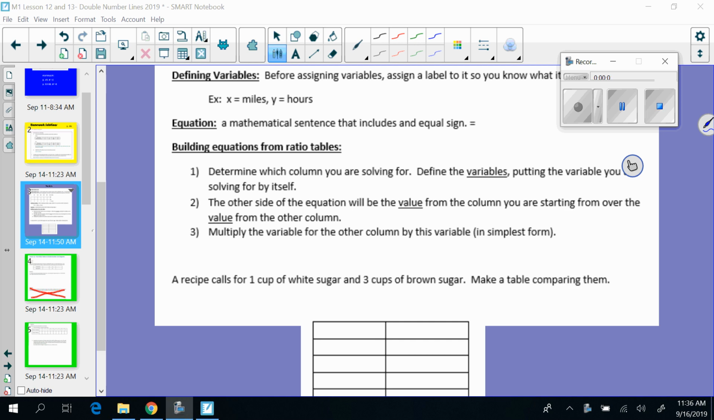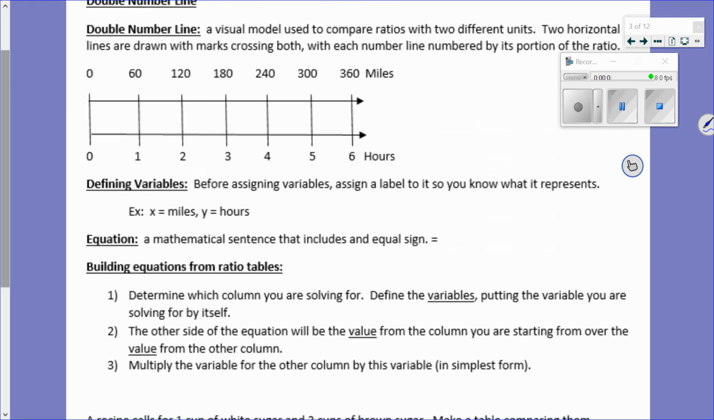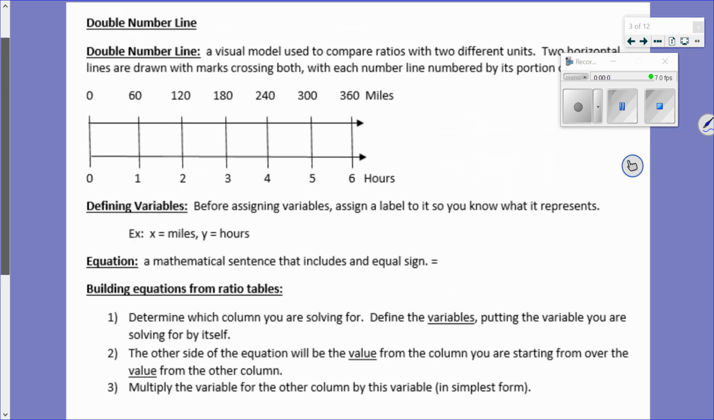For today, guys, those of you that didn't finish that bottom yet, we'll get to it. We're going to do double number lines. A double number line is just another way for us to show a ratio.